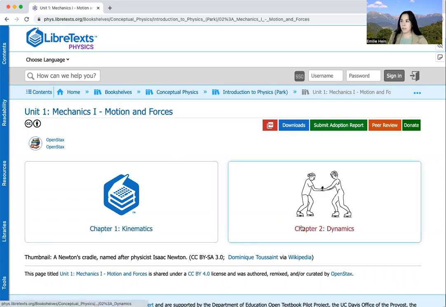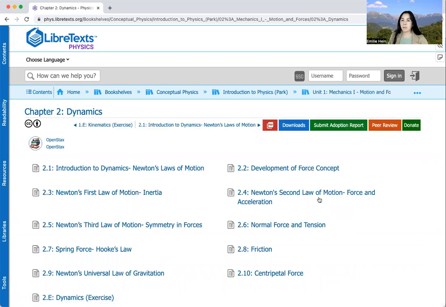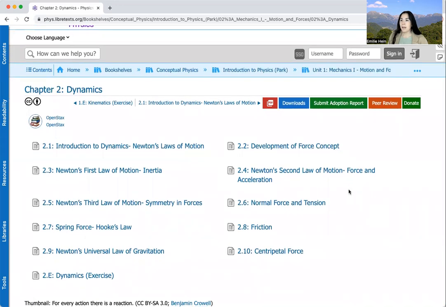and it's called Dynamics. Okay, so in chapter 1, we learned about velocity, acceleration, and how to describe motion and how all of these quantities are related. Now, in chapter 2, we want to identify what is causing that motion. So we're going to talk about Newton's laws of motion. So this is really a very important part of this chapter.